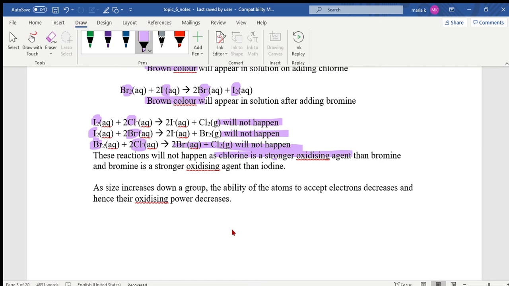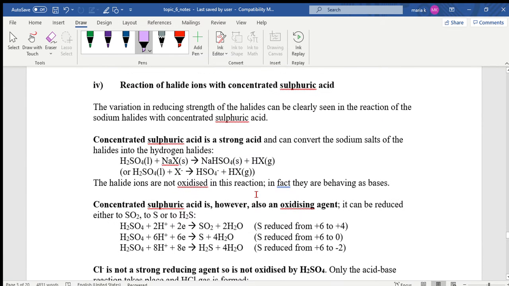So chlorine is a stronger oxidizing agent. As size increases down a group, the ability of the atoms to accept electrons decreases, and hence their oxidizing power decreases. We said that. Okay, so halide ions, remember Cl- with concentrated sulfuric acid.